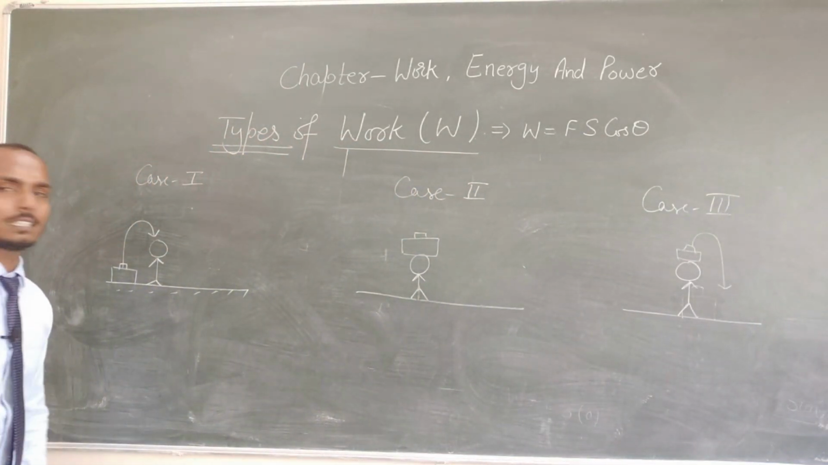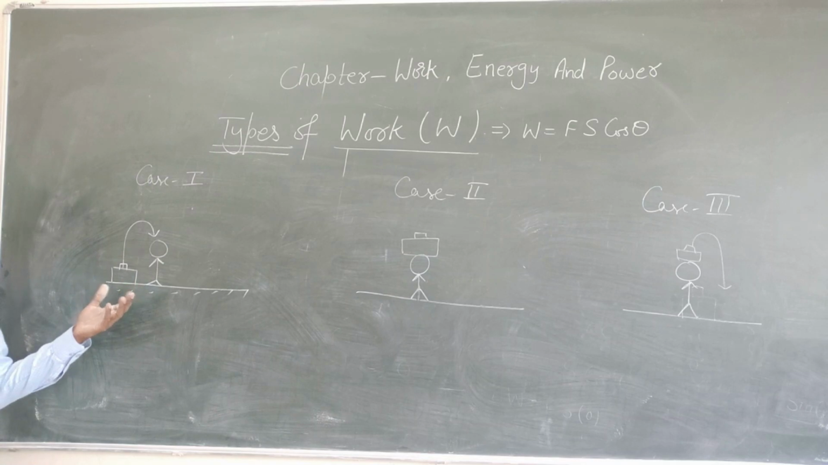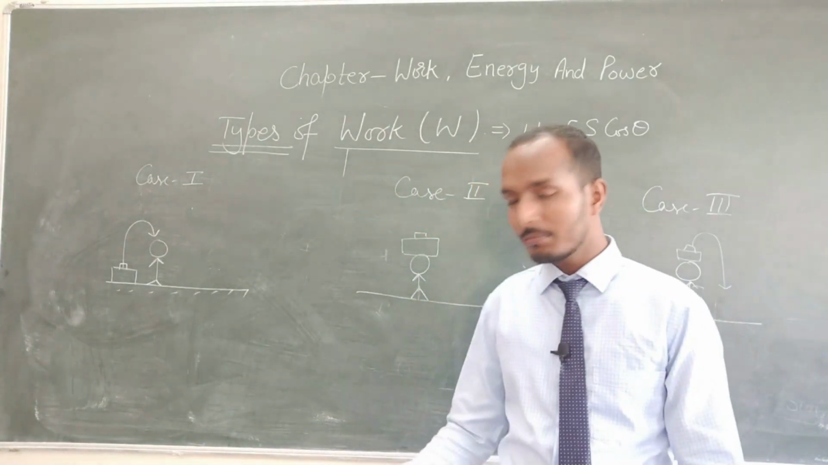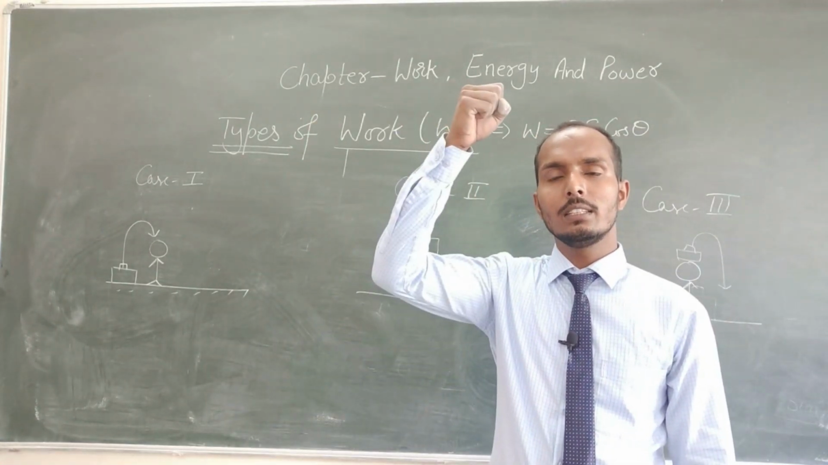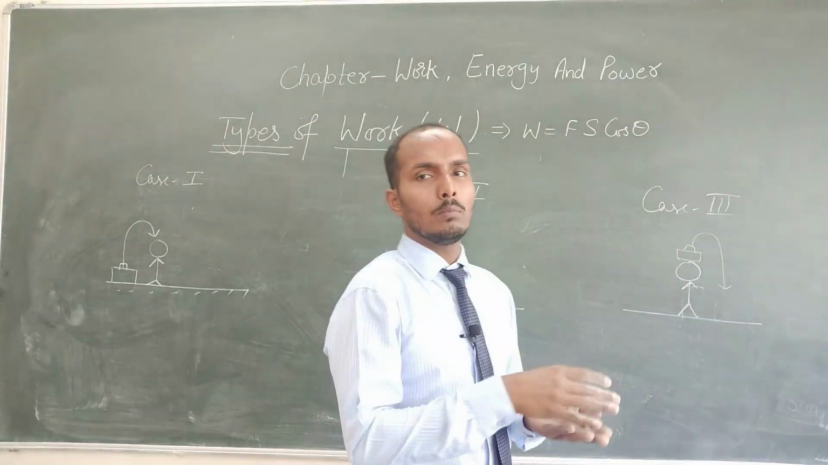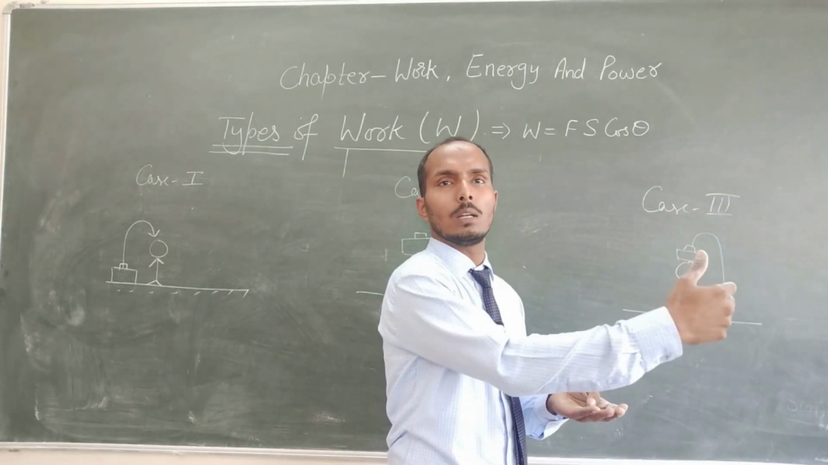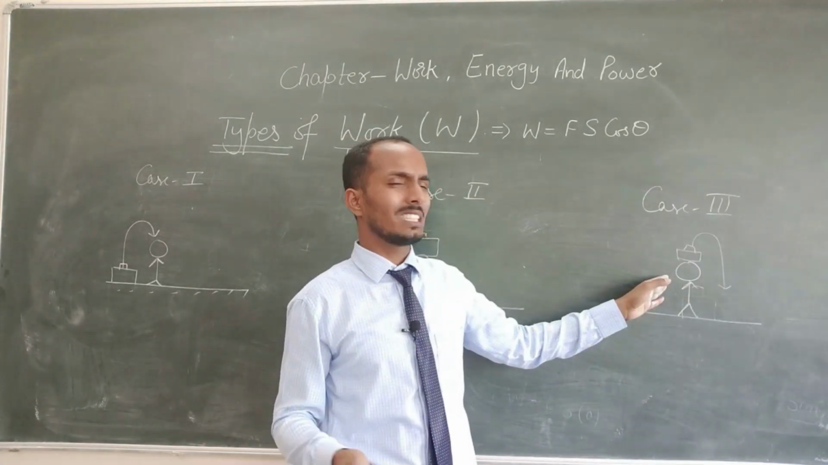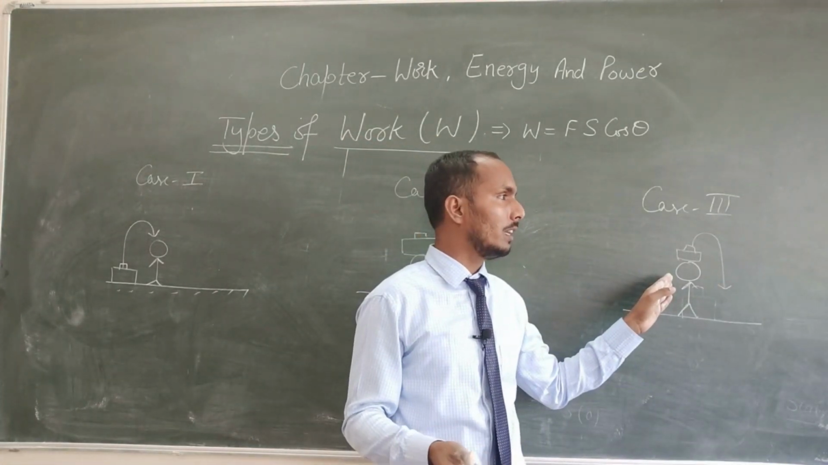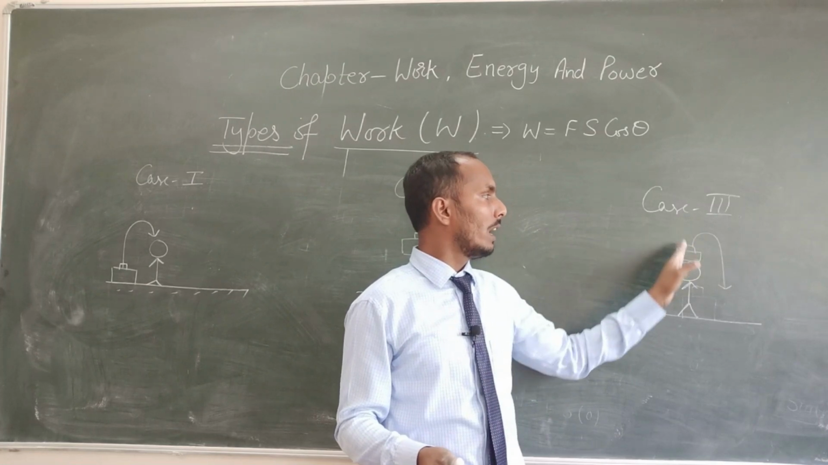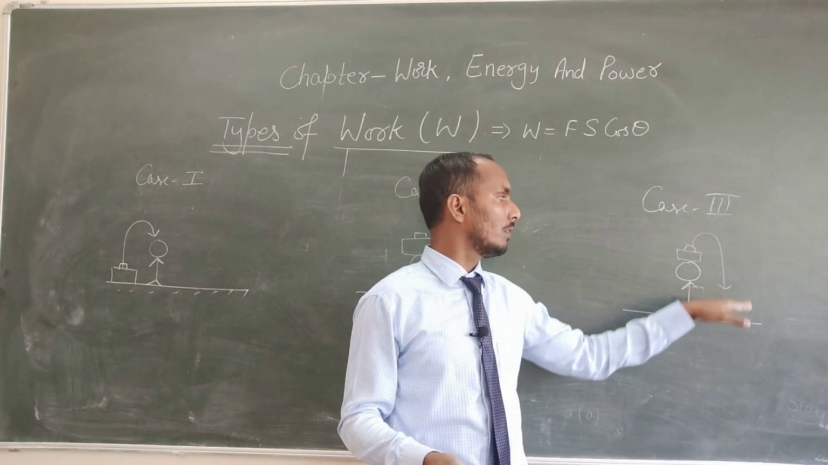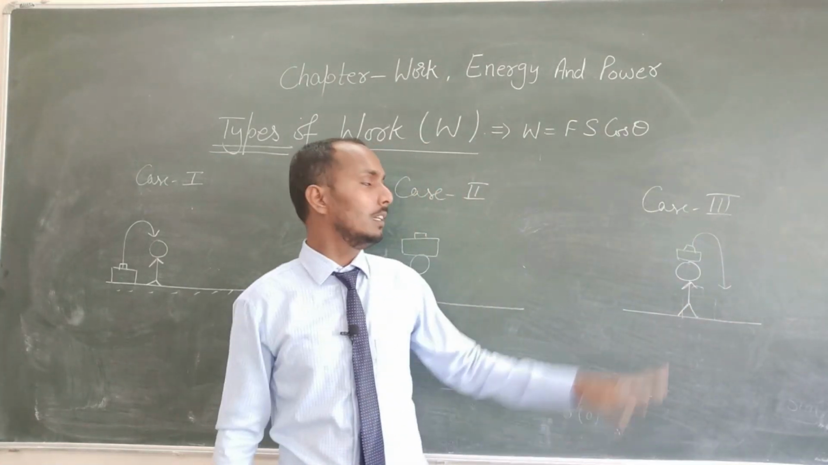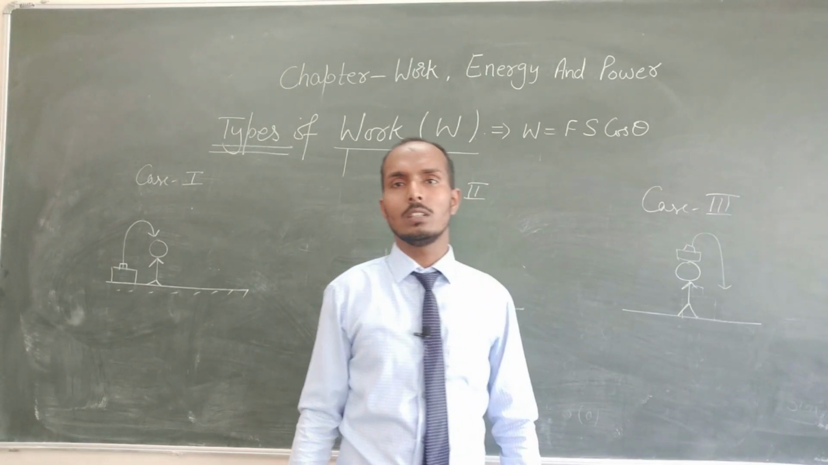Then there are three cases. In the first case, the porter carries some luggage on his head. Then he moves along the horizontal platform and finally reaches the destination. It means he reaches the train or the exit point, and then he takes the luggage from his head and puts it on the ground.